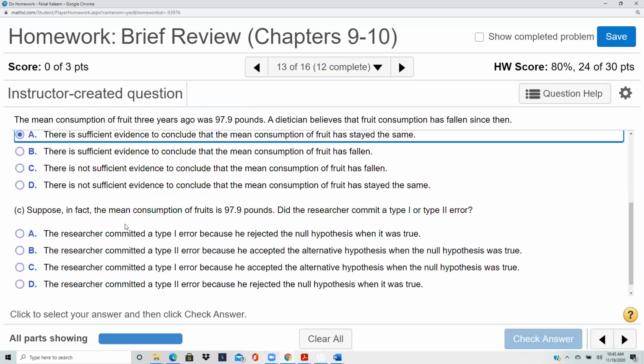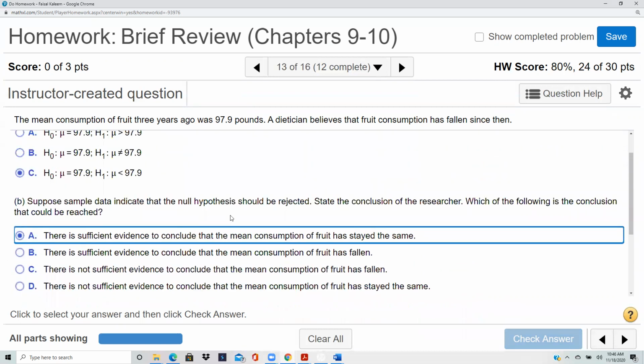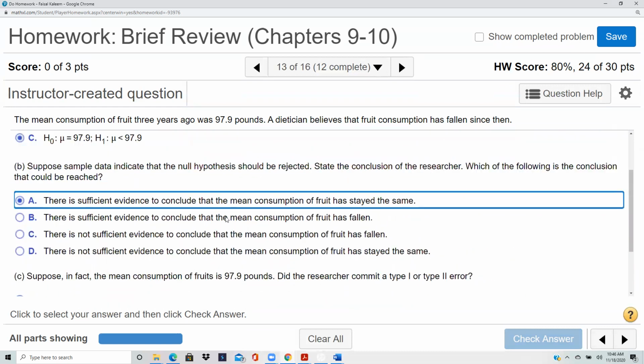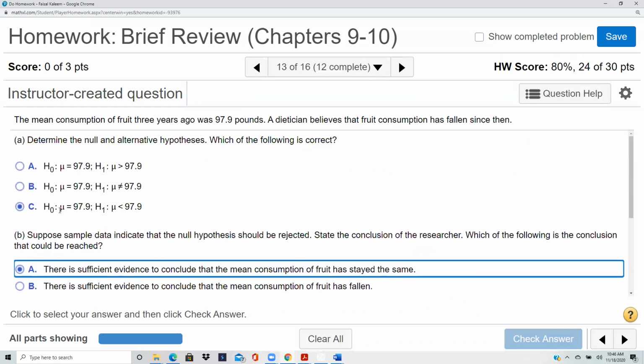But now, what is this saying? Suppose, in fact, the mean consumption is 97.9, which is the null, right? Null was saying that it is 97.9. Suppose the reality was that the null was true, that the consumption was 97.9, but you have rejected it. So have you made an error or not? Yes, you have made an error.